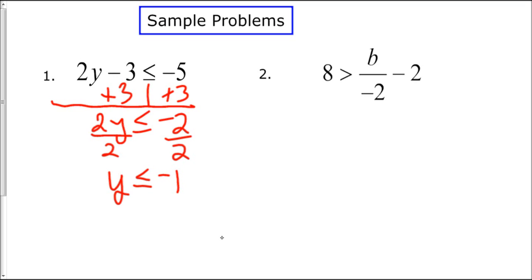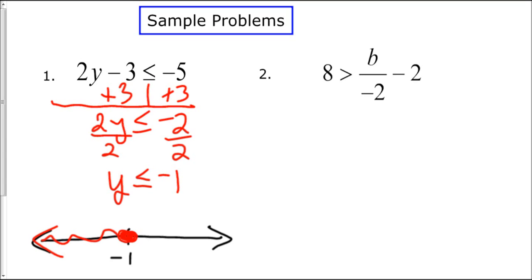Now I want to graph this solution. y is less than or equal to negative 1. Here's my boundary, negative 1. And I want to decide open or closed circle. It's going to be closed because it could be negative 1, less than or equal to. And I want to think to myself, what numbers are less than or equal to negative 1? All the numbers over here.